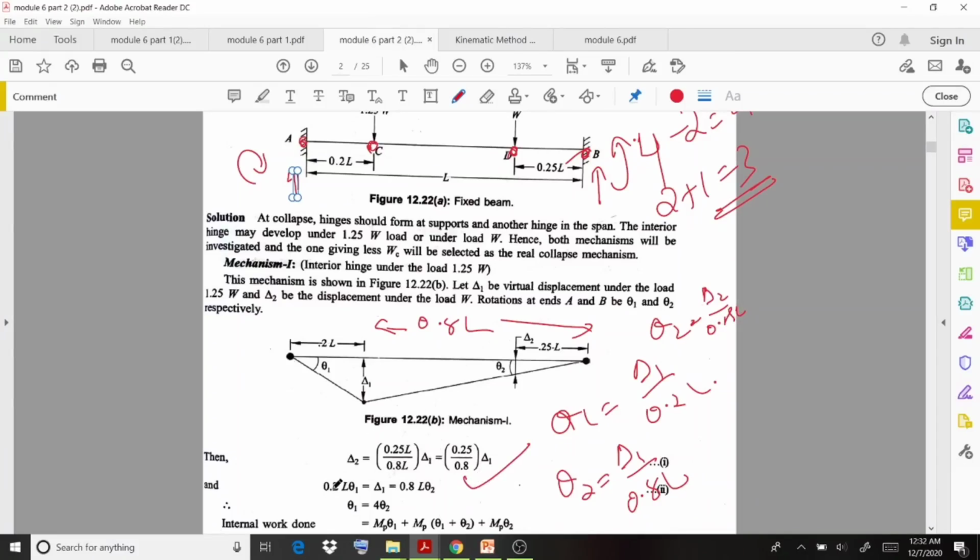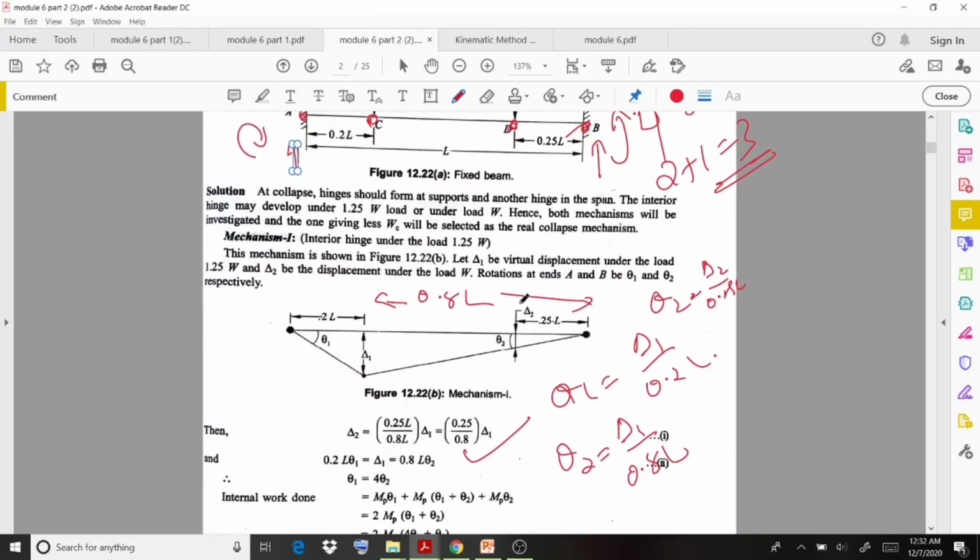Then coming to the next equation, that is 0.2L theta 1 equal to delta 1. And it is also equal to 0.8L theta 2, considering this one and this one, the bigger triangle and this small triangle. Then the value is going to be theta 1 equal to 4 theta 2. Okay, so that's the statement.